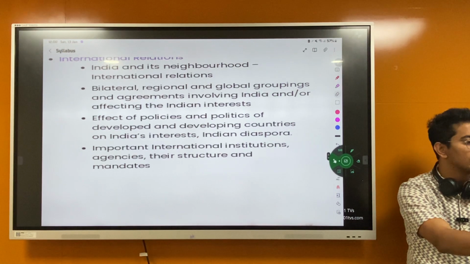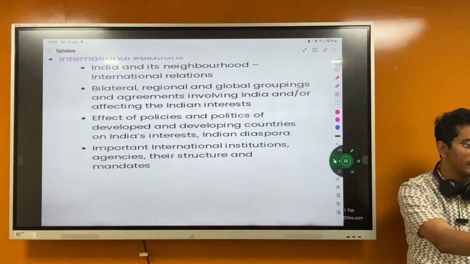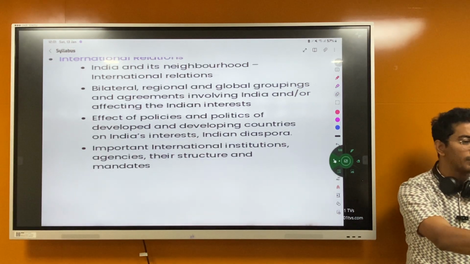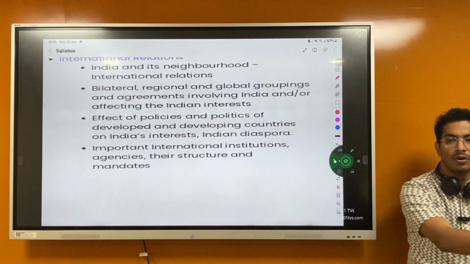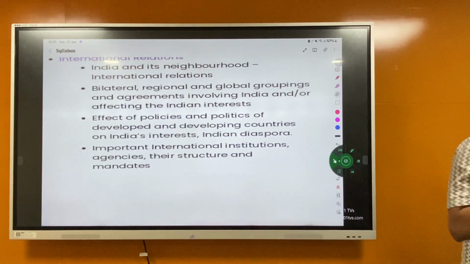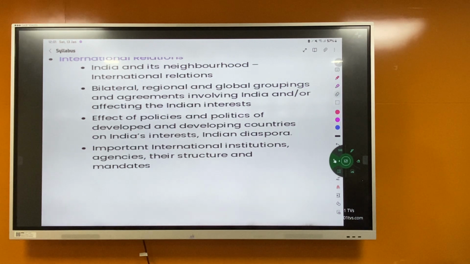Next, effects of policies and politics of developed and developing countries on India's interests, Indian diaspora. So this is important again because after Modi has come, the Honorable Prime Minister, he has put in a lot of effort to grow India outward. Before the present government, the diaspora was not that important. It was there always because the remittance we get is the highest. But now, because of the present government, there is something called diaspora diplomacy. So it is basically an outreach program.